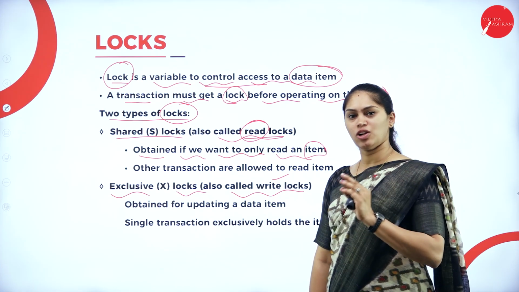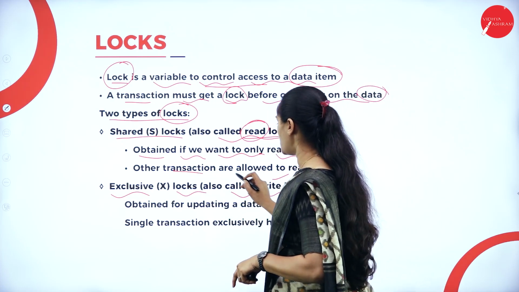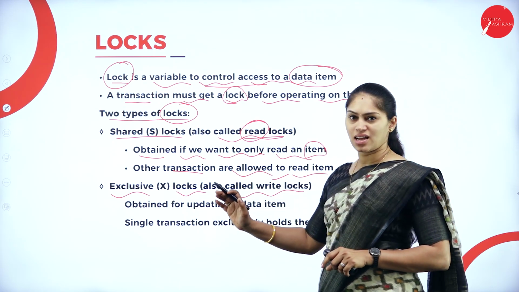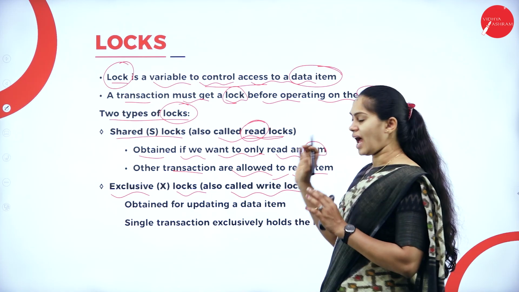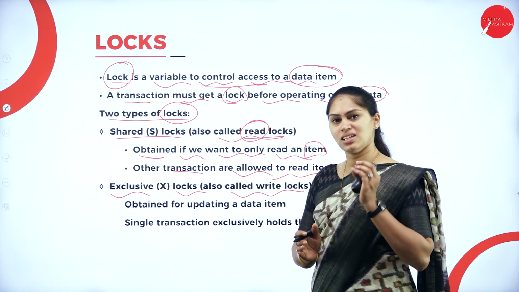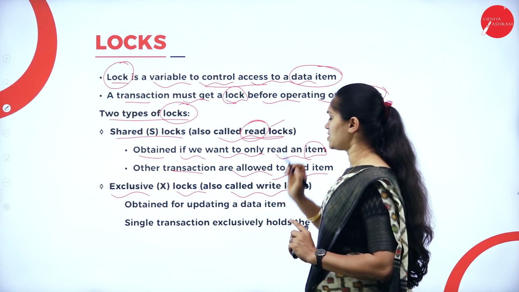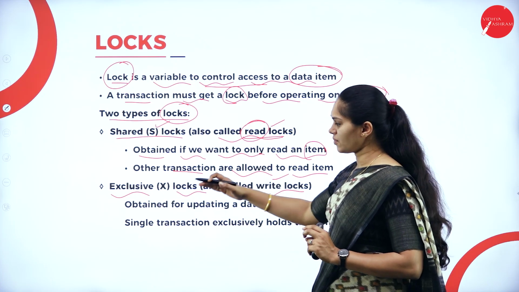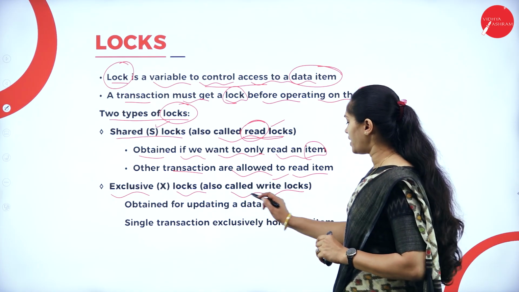That means I want to read the content we have in a database, and other transactions are also allowed to read the item. So if you want to read an item from the database content, then you have to lock that data. In order to lock that, we use this read lock or shared S lock. Next we have an exclusive lock here. It's all related to writing operations.